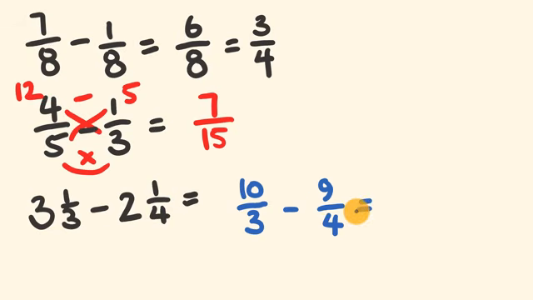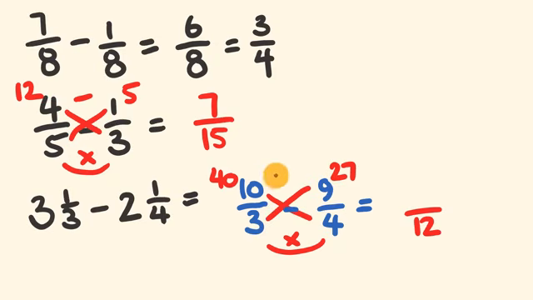Now what we're going to do is that same cross fractiony sort of thing that we did over here. Okay, so let's do that. 3 times 4 is equal to 12. And now we're going to do this bit of working out. 10 times 4 is equal to 40. 3 times 9 is equal to 27. We're subtracting. 40 take away 27 is equal to 13.